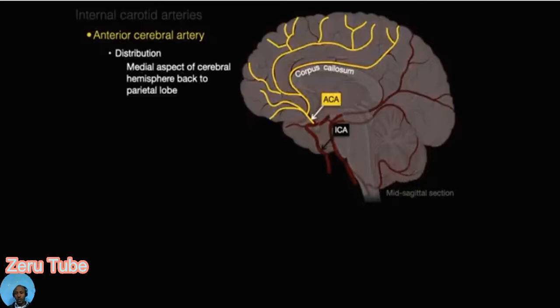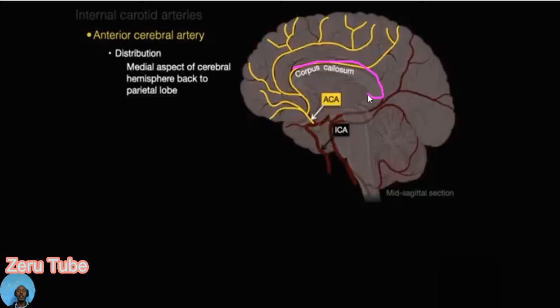Look, this is the medial parts of the cerebrum, and it's blood supplied by the anterior cerebral artery, and the anterior cerebral artery supplies the corpus callosum.